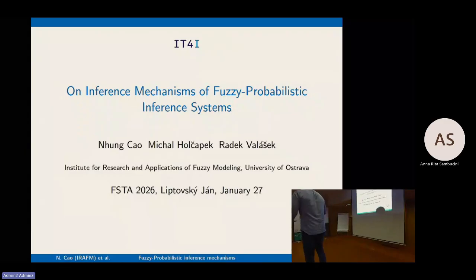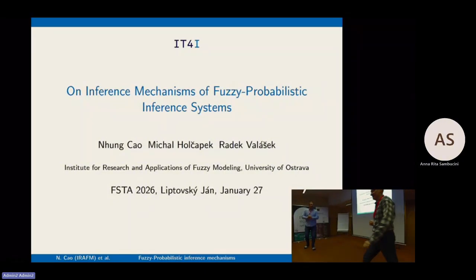I will continue with the inference mechanism. It means that if we generate some, say, quantile functions, you will see later, then we would like to generate another quantile functions for different points. And this is about the inference mechanism. Then I will show you some examples.